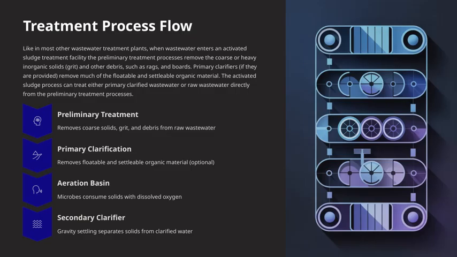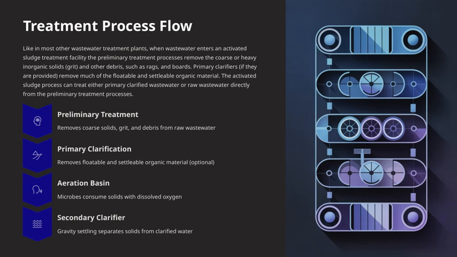In this slide, we're looking at the treatment process flow, which is essential to understanding how wastewater is cleaned before it's released back into the environment. When wastewater first enters an activated sludge treatment plant, the initial step is preliminary treatment. This stage is all about removing the large, heavy solids like grit, which includes things like inorganic debris, rocks, and sand, as well as other debris such as rags and boards that might be present in the water. Think of it as a first filter to catch the big stuff.